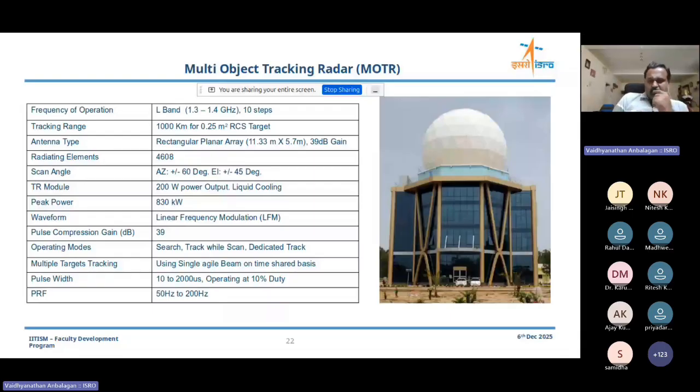So this particular radar is capable of tracking 10 simultaneous targets, all at a range of 1,000 kilometers at 1 hertz rate. And it is completely adaptable, being completely designed in India. It can operate with variable pulse width from 10 microseconds to 2 milliseconds, and a variable pulse repetition frequency of 50 hertz to 200 hertz. So if all the targets are at closer range, it can go for higher rates, or if it is a longer range, it tracks the targets with a lower rate. So it is completely adaptable.